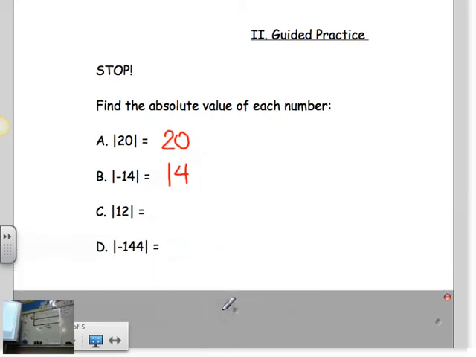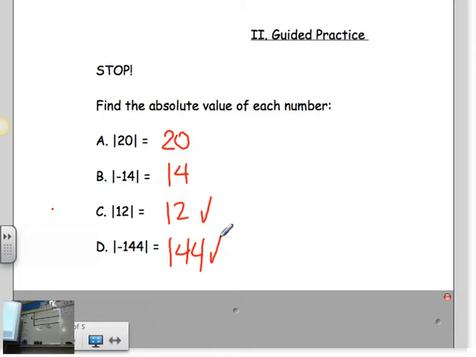Go ahead and stop the video here, try C and D on your paper, and then press play after you've tried. Okay, if you found the absolute value of 12, it should have been 12. If you found the absolute value of -144, doesn't matter how big it is, it's still 144 spots away from 0.